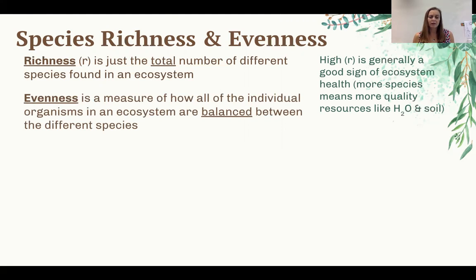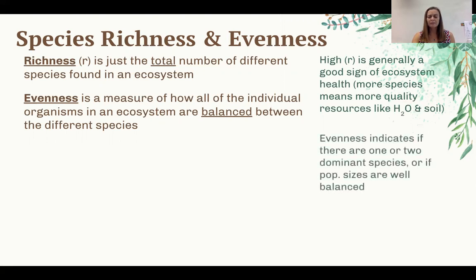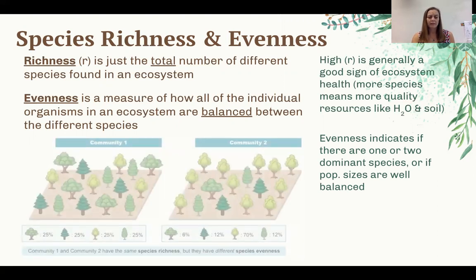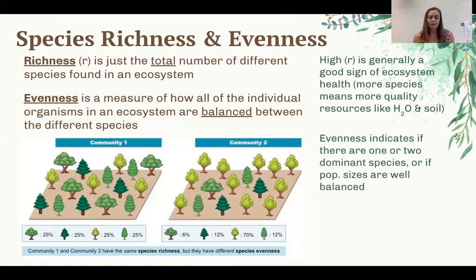Evenness is a measurement of how balanced the distribution of the individuals in the ecosystem is. When we talk about evenness, we're talking about, if there are 5 different species of trees, do we have 5 of each, or do we have 20 of one and 1 or 2 of each of the others? So evenness is going to tell us if there are 1 or 2 dominant species, or if those population sizes are well balanced.